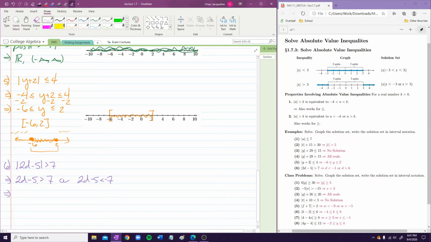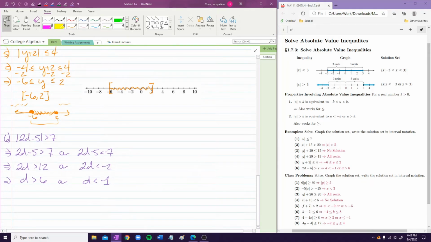Okay. So let's go ahead and solve. Just like solving compound inequalities, I'm just going to focus on one inequality at a time. So I'm going to add 5 to both sides. I get 2d greater than 12. And then I get d greater than 6. Bring these ors down. Over here I will have 2d less than negative 2. I have d less than negative 1. I never had to switch the signs because I divided by a positive number.